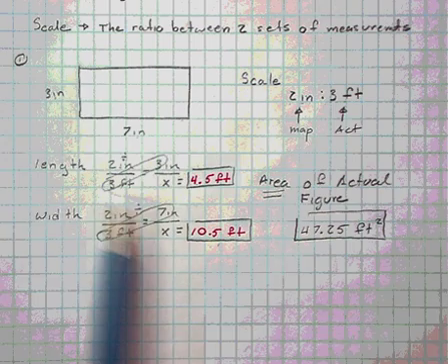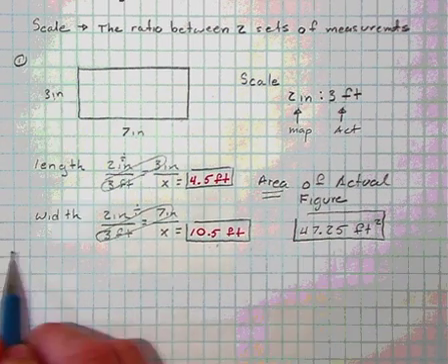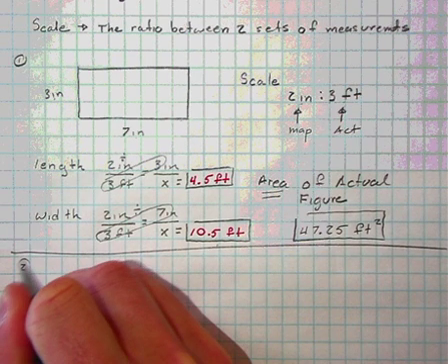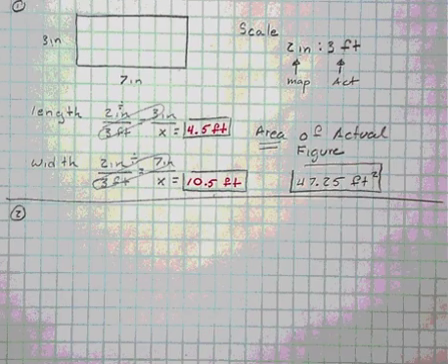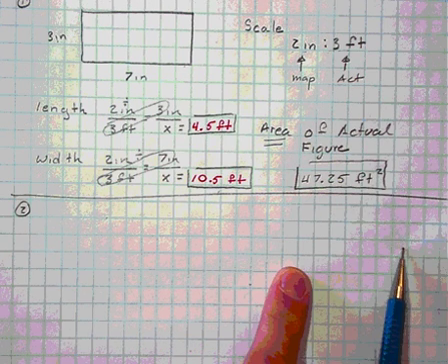So this is how you take a map measurement and turn it into an actual measurement, which is what you'll have to use when you're changing scale. This is going to be a very common type of problem because we're going to take a scale, change it to its actual, and then change it to a second different scale.